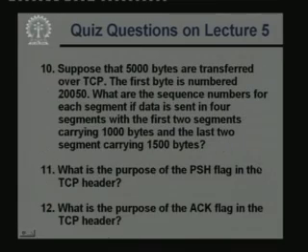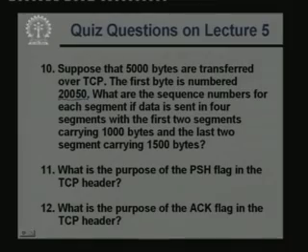Okay, fine. Well, here is a question on TCP. Suppose that 5000 bytes are transferred over TCP. The first byte is numbered 20,050. What are the sequence numbers for each segment if data is sent in 4 segments, with the first 2 segments carrying 1000 bytes and the last 2 segments carrying 1500 bytes of the data?